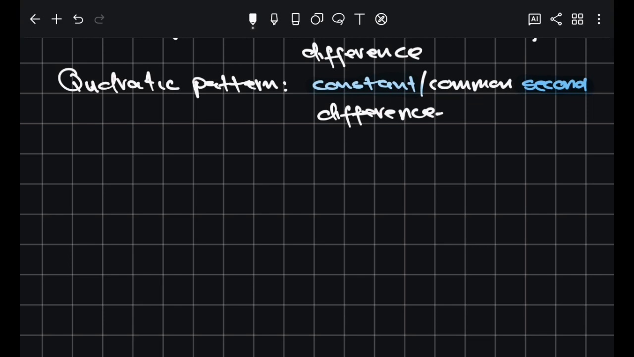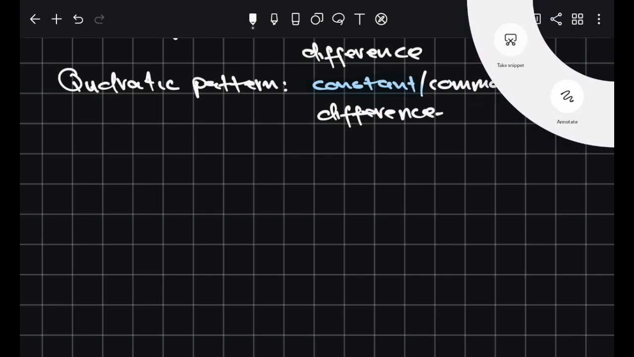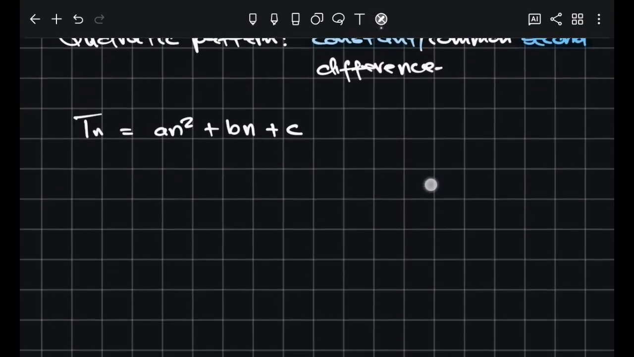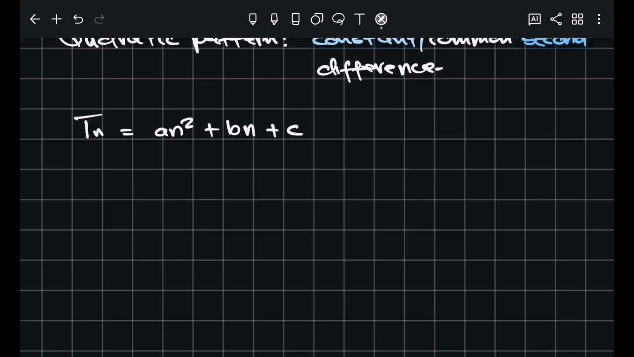Before we look at an example, let's first remind ourselves that a quadratic number pattern has a general term: Tn is equal to an squared plus bn plus c. It is very important for you to understand what each of these variables in this equation means.